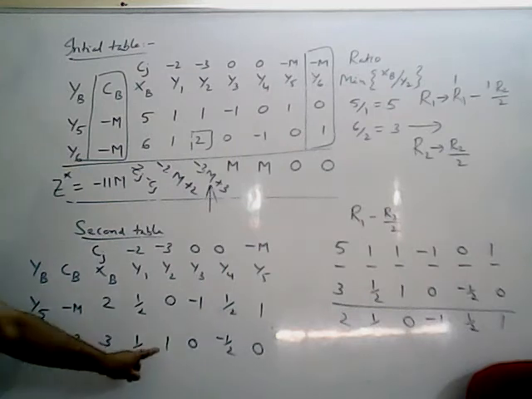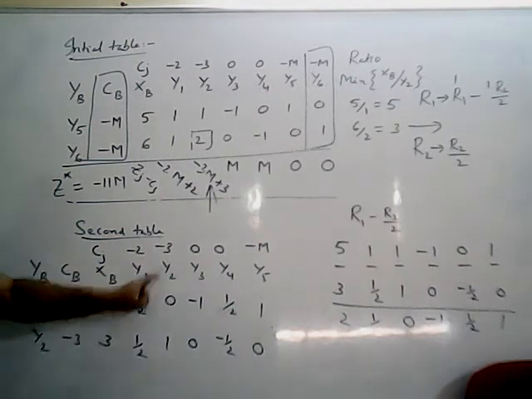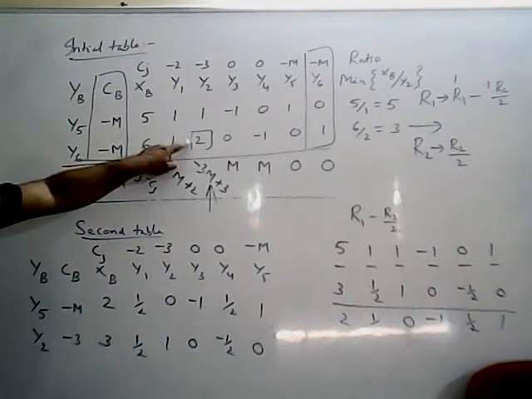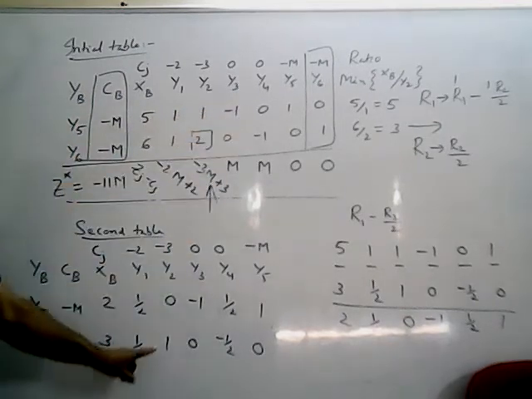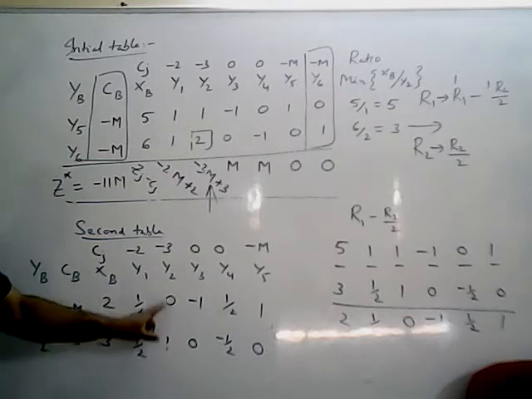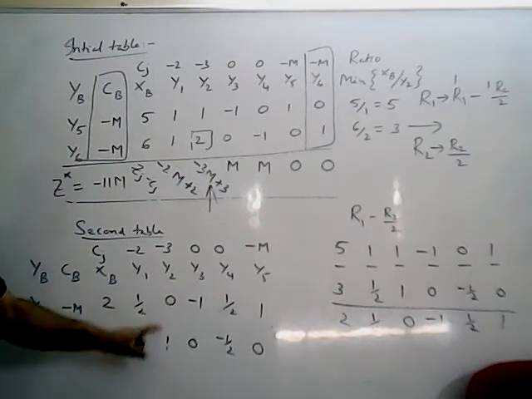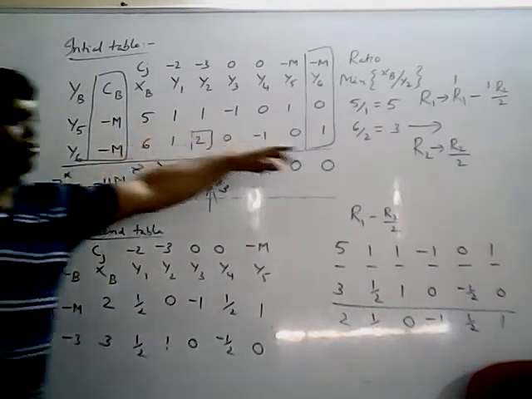Now see, the key element is 1 in the Y2 column. The key element should be 1, and the other elements should become 0 by using matrix row operations. So now the key element is 1 and the other elements are equivalent to 0, which means your operations are correct.